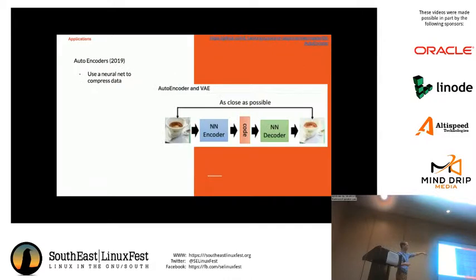Autoencoders: like JPEG image compression, you can use a neural net to also compress data, which is actually mind-blowing. If you show a human being a picture of a dog, our brains will take that picture of a dog and boil it down into something way simpler. This is an example of a neural net boiling something down into something way simpler.